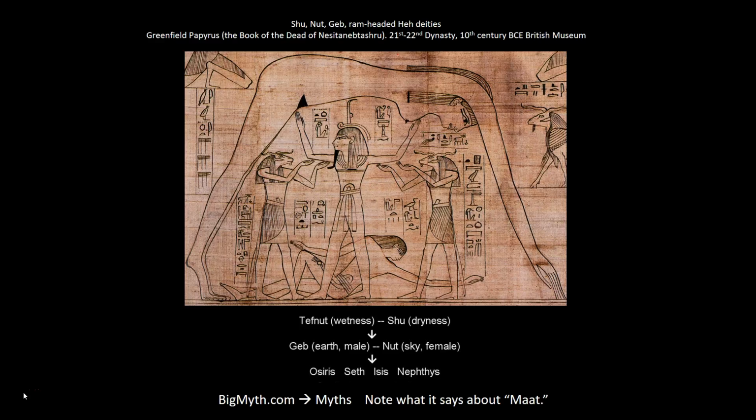Here's an image with more of these gods and goddesses. There's Nut in the sky, and her mate Geb stretched out on the earth, as the earth, and then Father Shu, the dryness, in the middle.